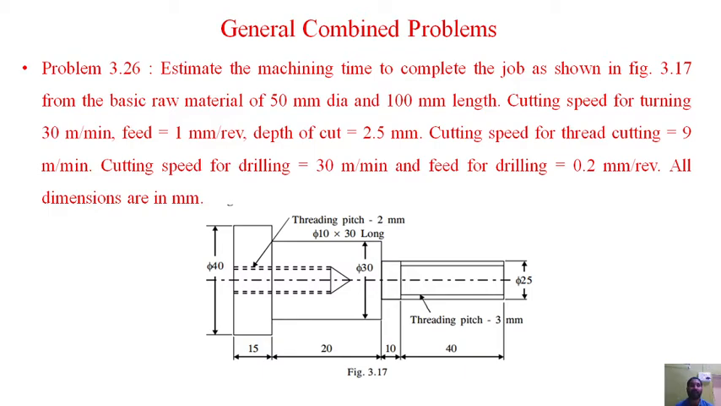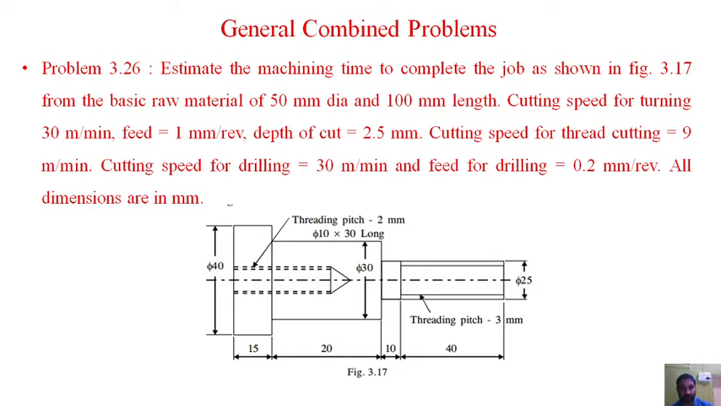Cutting speed for turning is 30 meter per minute. We have different kinds of operations, and for different operations we have different cutting speeds. Cutting speed for turning is 30 meter per minute and feed is 1 millimeter per revolution. Depth of cut is 2.5 millimeter per turning. Cutting speed for thread cutting is 9 meter per minute. Cutting speed for drilling is 30 meter per minute and feed for drilling is 0.2 millimeter per revolution. All the dimensions are in millimeter.